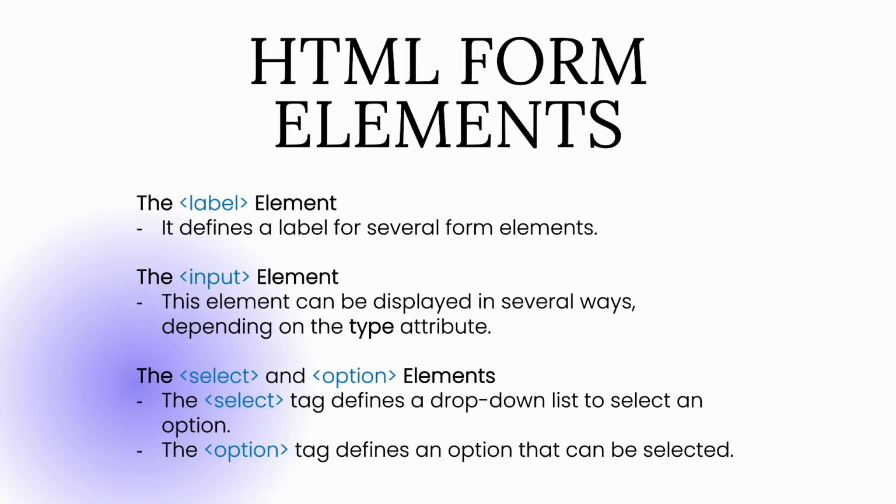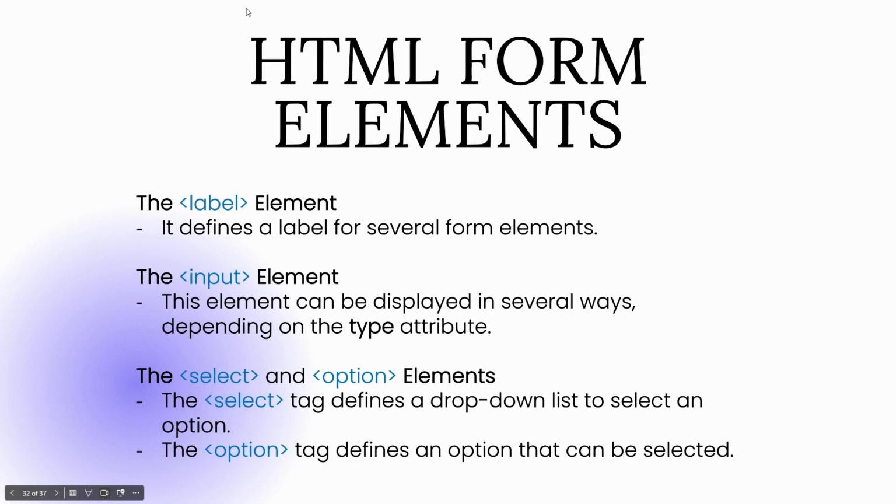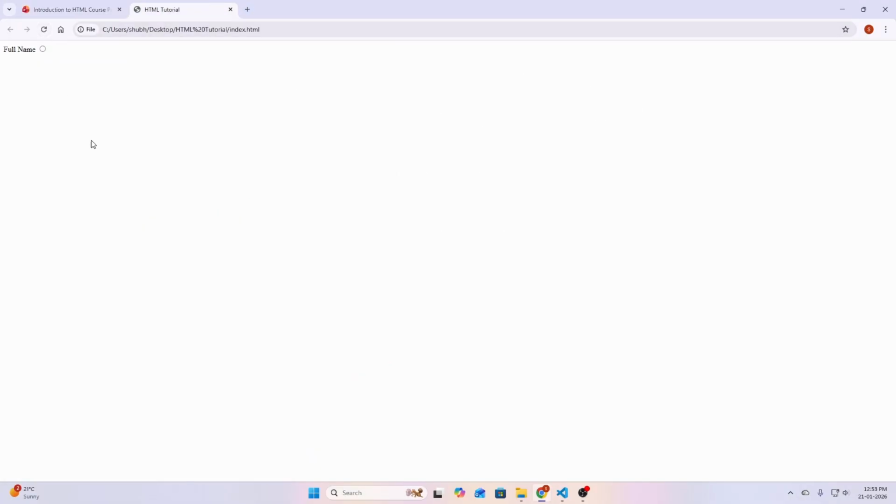Next, we have the input element, which is the most used form element. An input element can be displayed in many ways depending on the type attribute. For example, if we go to Visual Studio Code, we have a type attribute of text here that displays a single line text input field. But if we change it to radio, save it, open the file in the web browser and refresh the page, we can see that it displays a radio button for selecting one of many choices. Currently there is only one choice, but we can have multiple choices to select any one of them.